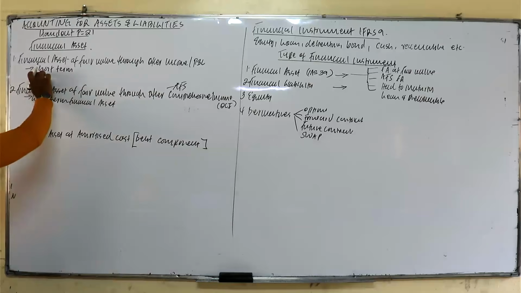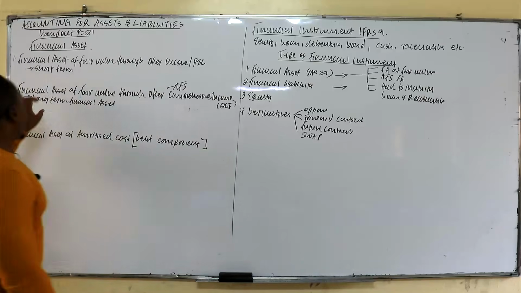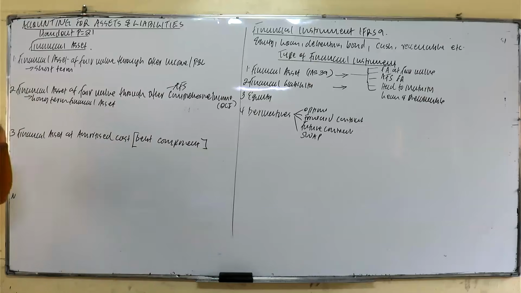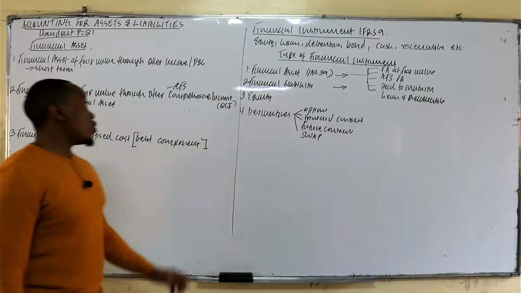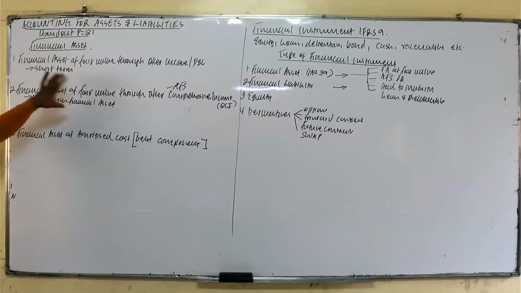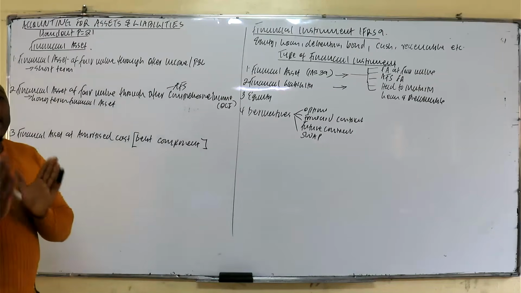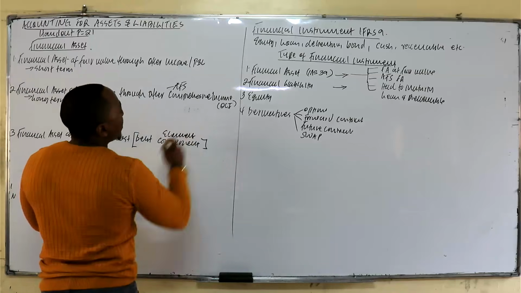So financial assets at fair value through other income are short-term financial assets. Financial assets at fair value through other comprehensive income are long-term financial assets, also known as available for sale. Then financial assets at amortized cost are also long-term assets, but they only comprise the debt elements, the debt component.